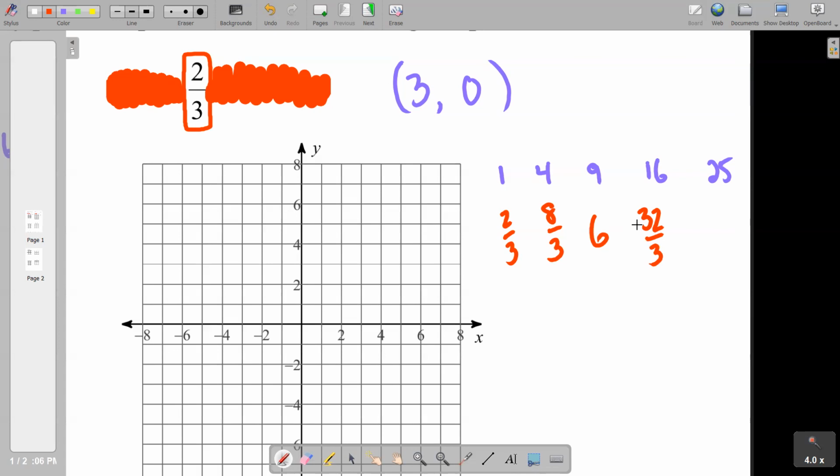Good. So let's get to it. Let's go plot the vertex. So I'm going to head over to the point 3, 0, and he is right there. And now it's time to build. Does this graph open up like a bowl or down like an arch? Definitely up, because the number in the red box is positive. So he's going to say he's the bowl, right?